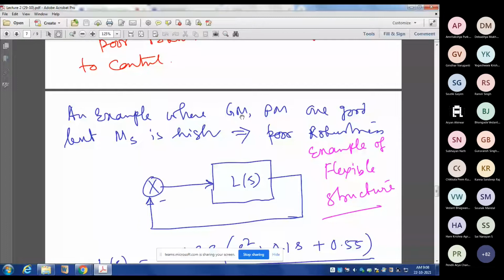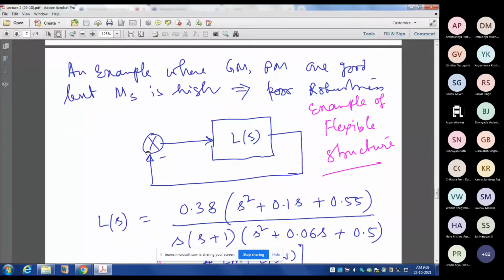Now we will see that, in spite of having good gain margin and phase margin, a system may be prone to instability. That means it may exhibit a high MS, a poor sensitivity, and that's why there is poor robustness. Even if the gain margin and phase margin are good, it may suffer from poor robustness, because you will see that MS, the sensitivity peak, is high. Such a practical system is this one.